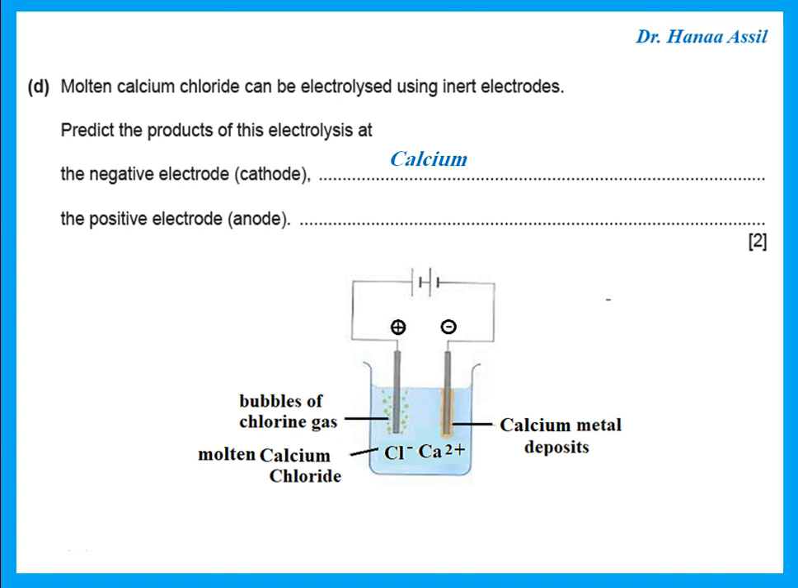Now, the positive electrode, the Cl minus is the one that will go to it, and negative ions go to the positive electrode to lose electrons, to give electrons. And that forms chlorine gas. Please note that the product at the positive is chlorine, not chloride. As an ion in the solution, it is chloride ion. But when it reacts, what is formed at the positive is chlorine molecule or chlorine atoms, not chloride.